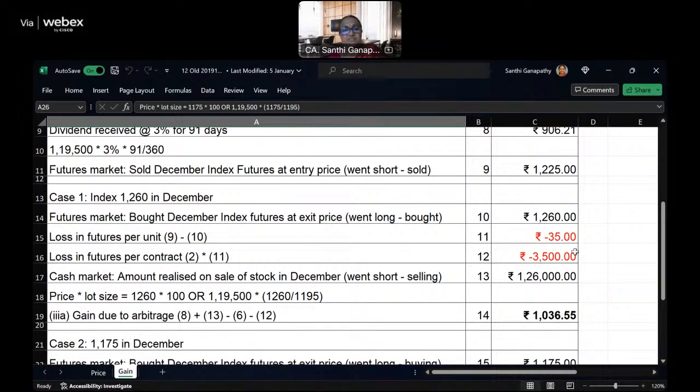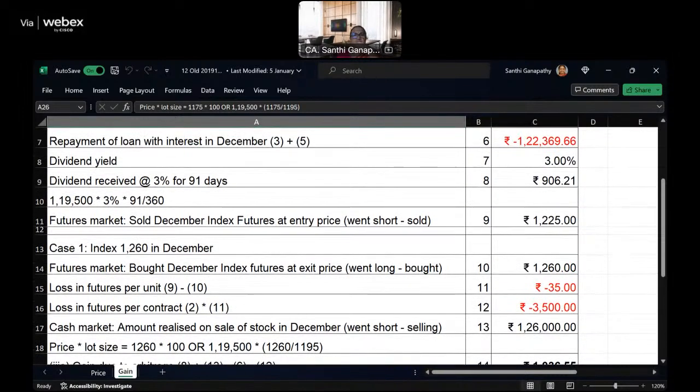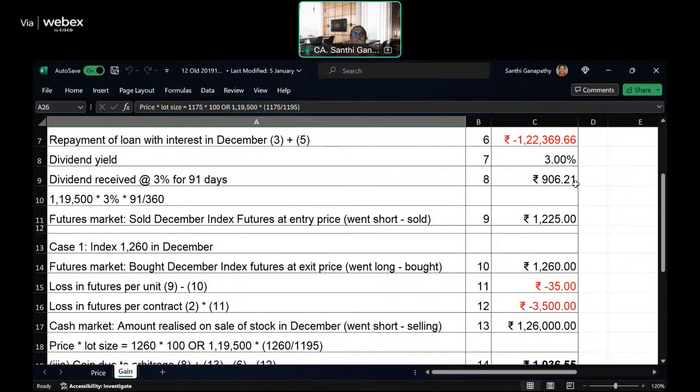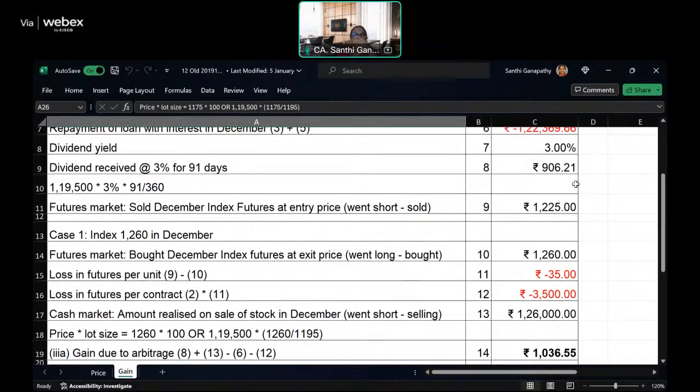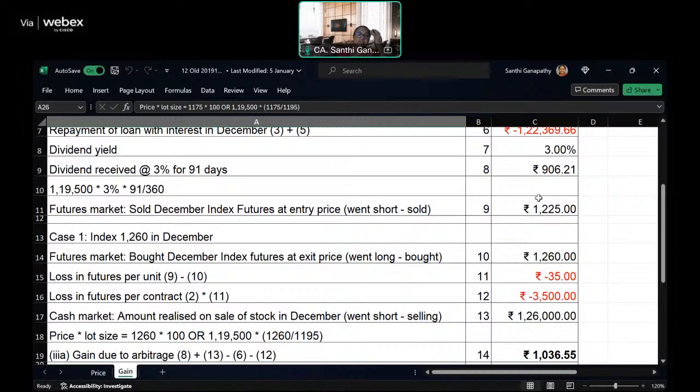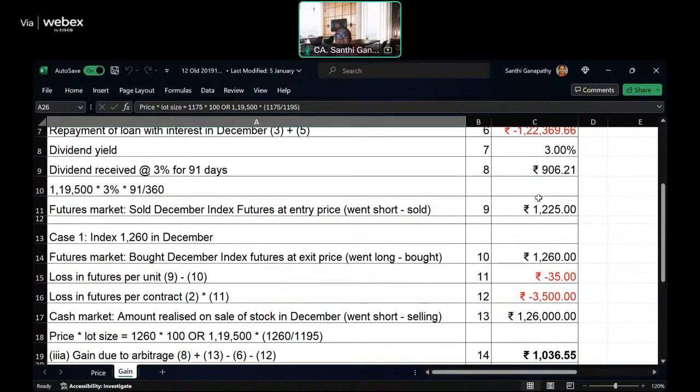So what is the loss in futures contract? Because 100 is the lot size. And then cash market, whatever you had, you can sell now. You get the value. So the gain due to arbitrage is the difference. Whatever amount you repaid, you have to adjust. Whatever dividend you received, you have to adjust. In the cash market, the amount realized you have got, dividend you have got. The loss in futures, what you cashed, that you have to deduct. And the repayment of loan you have to deduct. So the gain would be 1036.55.